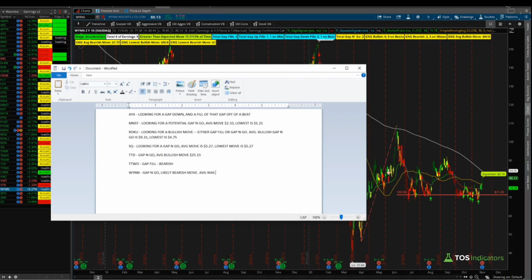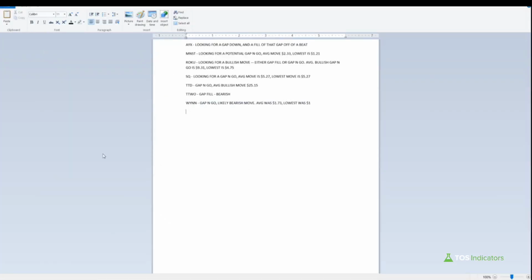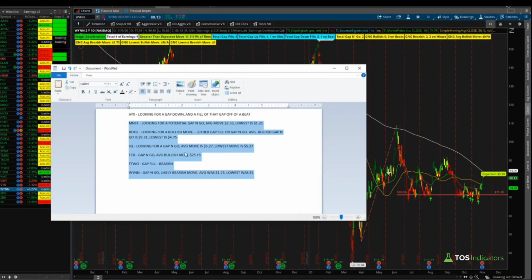Average was 1.73, lowest was $1. And so far, we went through all of those candidates, and we have AYX, Monster, ROKU, Square, Trade Desk, Take Two, and then WYNN, that I think would be some interesting earnings plays for tomorrow for those of you that are looking to trade the actual day of earnings using data, using what has historically happened. All right, so I hope this gives you an idea of how to use the Smarter Earnings tool to try and play earnings for tomorrow.